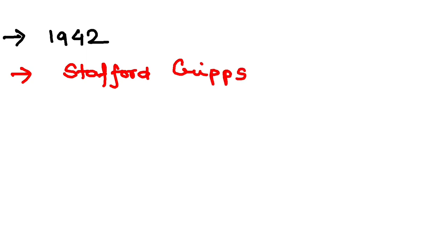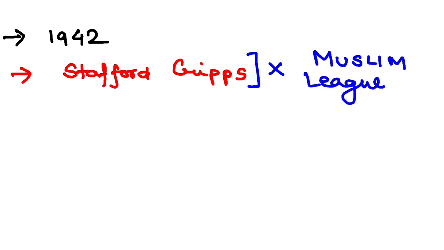The Cripps Commission obviously put forward some recommendations, but here's the interesting point: all these recommendations were rejected by the Muslim League. You must know about the Muslim League. So why did they reject this? Because the Muslim League was demanding two separate Constituent Assemblies, one for India, one for Pakistan. Alright, so the 1942 Cripps Mission failed.